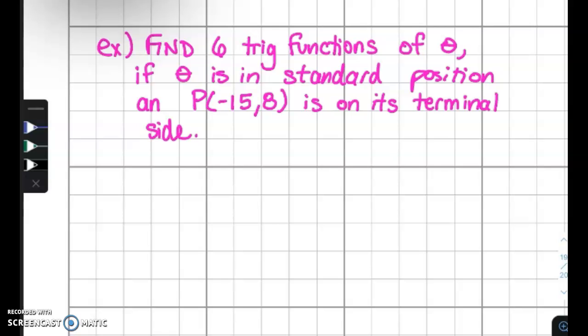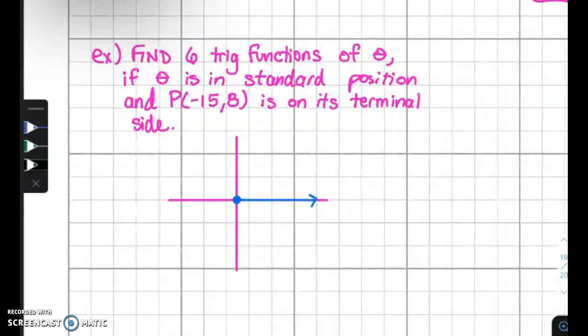In this next example, find the 6 trig functions of theta if theta is in standard position and the point P(-15, 8) is on its terminal side. So remember, when an angle is in standard position, it has its vertex at the origin. It has its initial side on the positive x-axis.